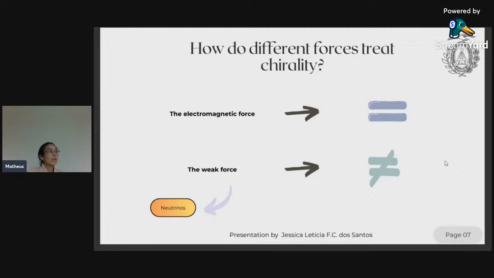Yeah, so that's what you said. So neutrinos are left-handed, right? So they do interact with the W boson. So why are they different on the weak force? This part I don't know. Probably because the weak force has a different structure.